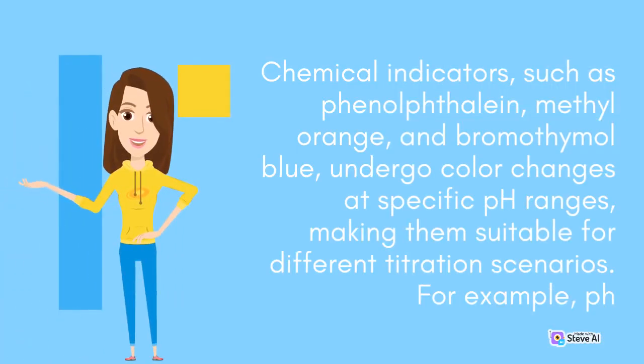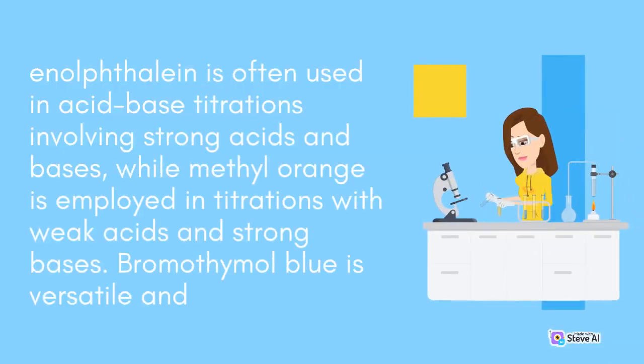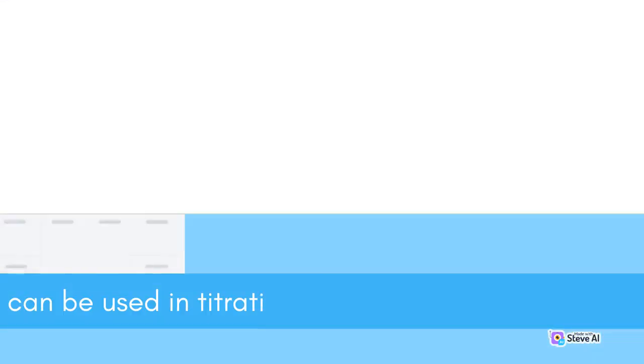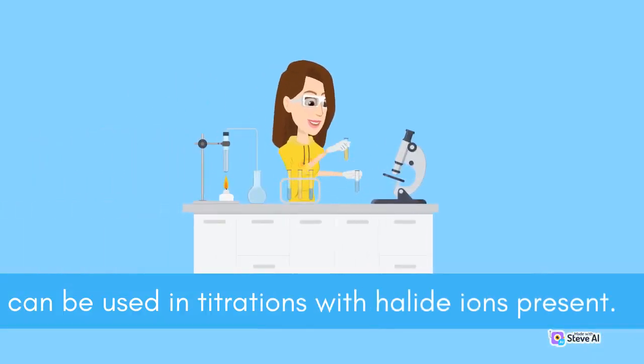Chemical indicators, such as phenolphthalein, methyl orange, and bromothymol blue, undergo color changes at specific pH ranges, making them suitable for different titration scenarios. For example, phenolphthalein is often used in acid-base titrations involving strong acids and bases, while methyl orange is employed in titrations with weak acids and strong bases. Bromothymol blue is versatile and can be used in titrations with halide ions present.